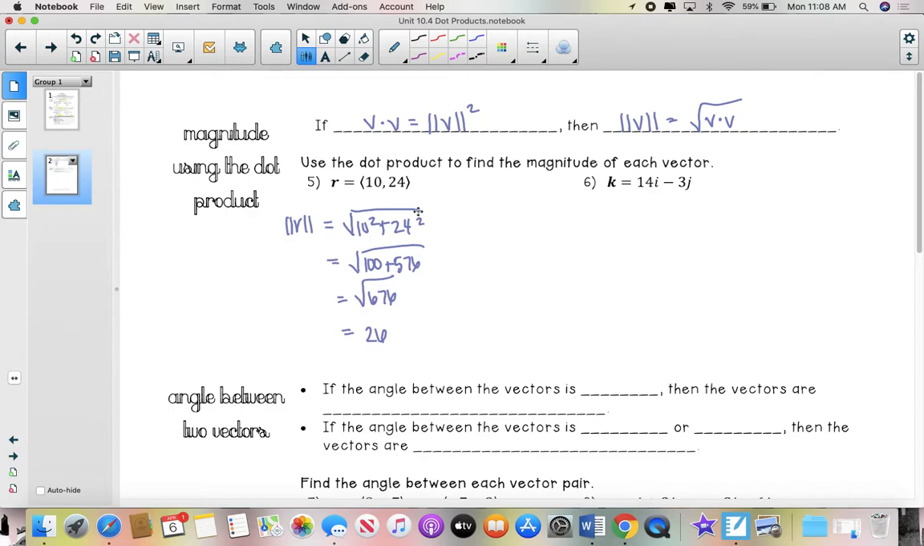If we looked at k, which is set up a little bit differently, you do it the same way. To find the magnitude, you're just going to take 14 squared and then negative 3 squared. 14 squared is 196.